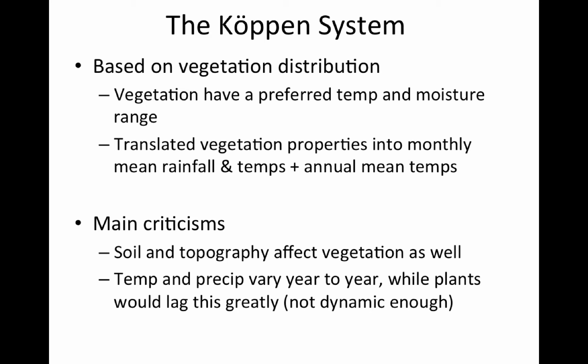The main criticism of the system is that the soil and topography also affect vegetation, so it's not just climate that's affecting the vegetation, which you based your classifications on. Also, the temperature and precip and the general climate varies year to year, while plants would lag this greatly. So the other main criticism, it's simply not dynamic enough. However, it's not a bad scheme, and it's used widely.